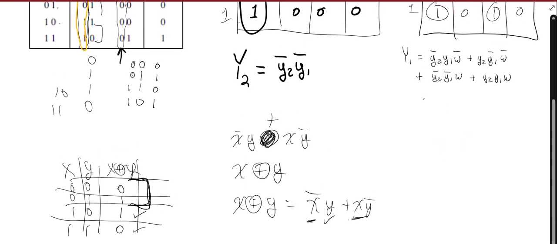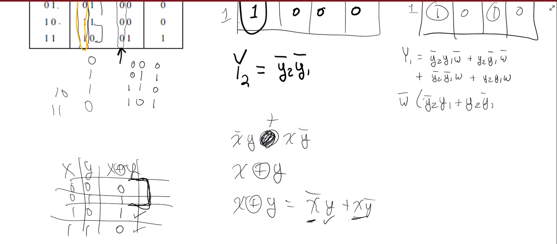So if I take a look at this function right here, and I factor a w bar out of the first two terms, then I have y2 bar y1, or y2 y1 bar. And I factor a w out of the second two terms, y2 bar y1 bar, or y2 y1. This w bar term is what we got, that's our definition for the exclusive OR. So that's y2 exclusive OR y1.